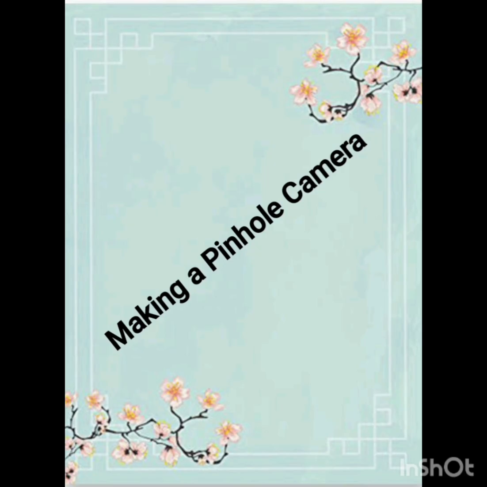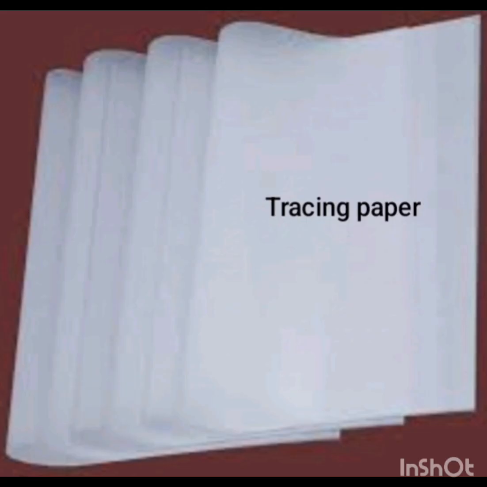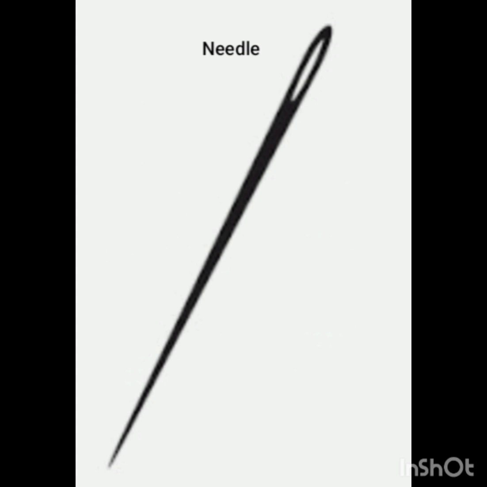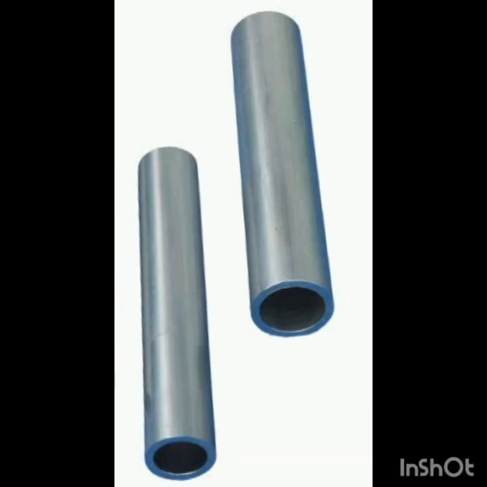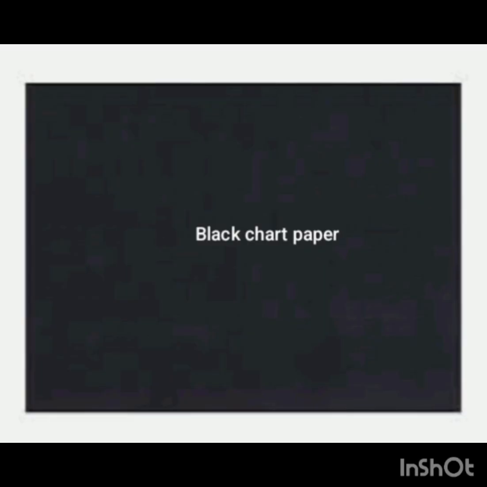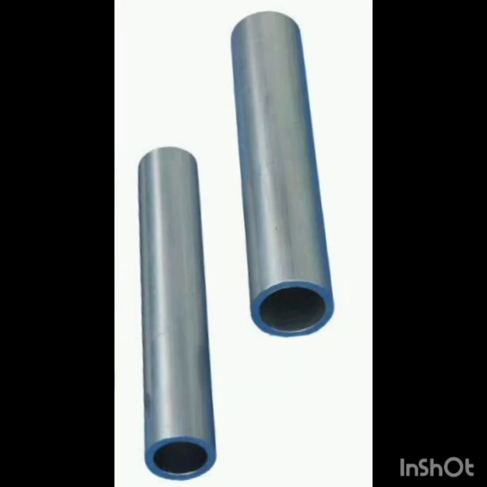Making a pinhole camera. To make a pinhole camera, we need a piece of tracing paper, a thin needle, two tubes about 30 centimeters long, and a piece of black chart paper. The width of the two tubes should be such that one fits into another, and the two can slide one over the other with no gap left between them.